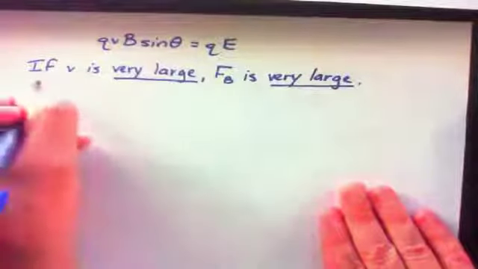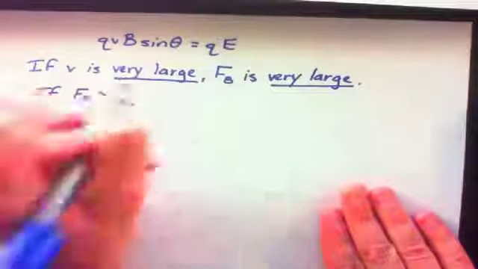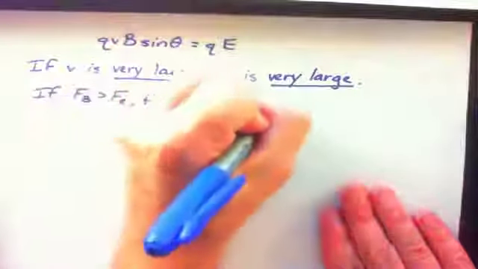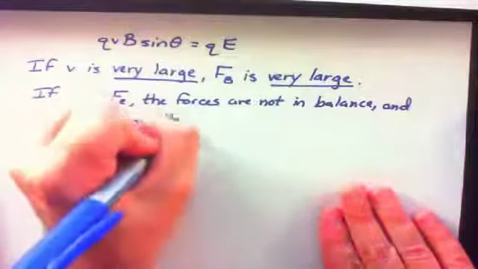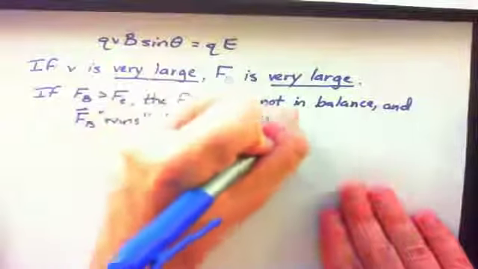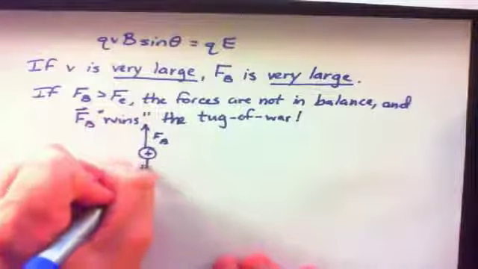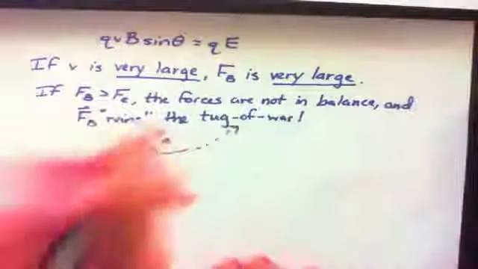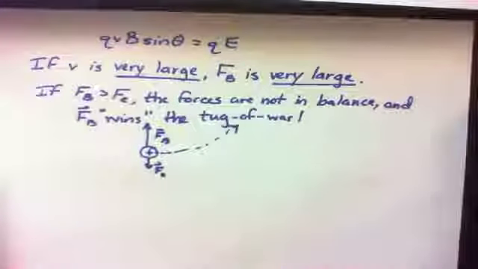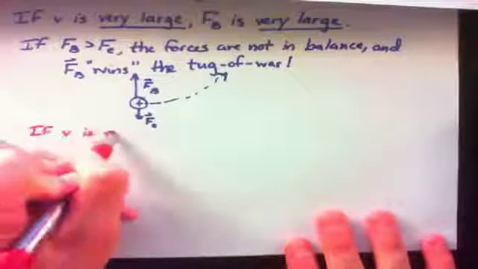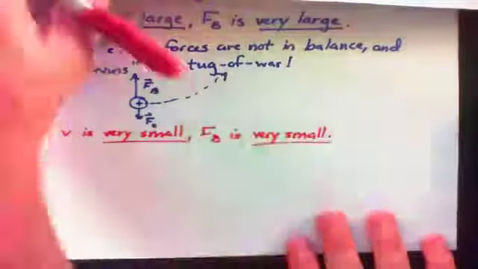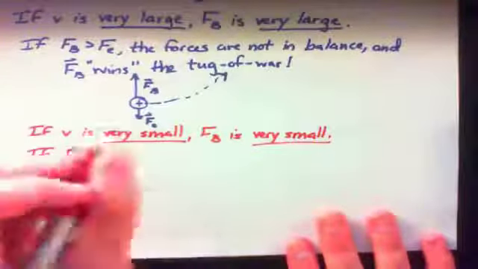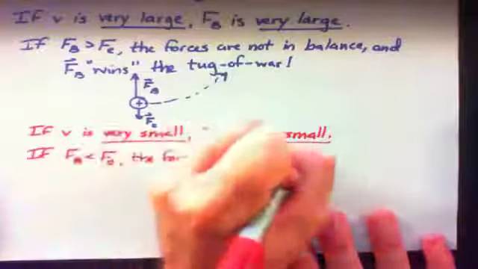In the case that we've been looking at, the particle is going to drift upwards towards the top of the page. So it won't travel in a straight line. It'll drift upwards because there's a greater magnetic force. If the velocity is very small, that means the magnetic force is very small. If the magnetic force is very small, that means that this positive charge would drift towards the bottom of the page.